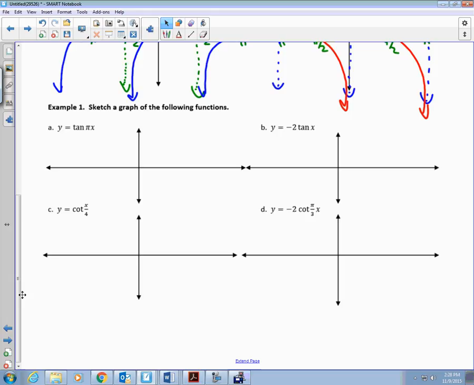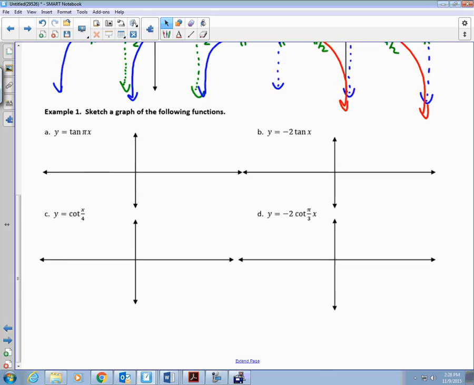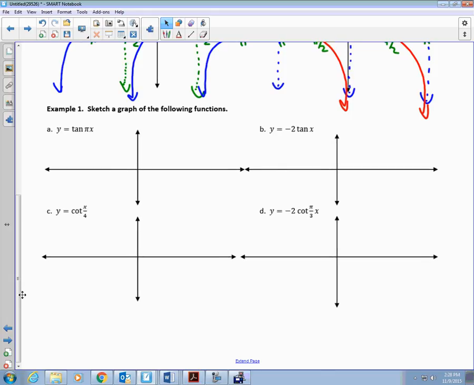Sketch a graph of the following functions. I identify the period. And in order to do the period, I take pi and divide it by b. What is your b value? Pi over pi is 1. So my period is 1. I mark 1, I mark negative 1.